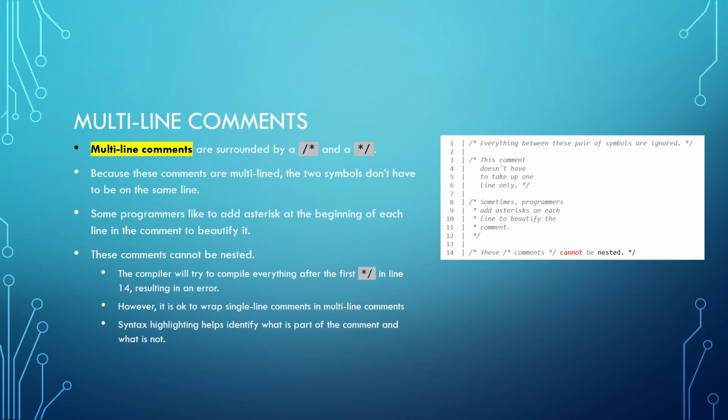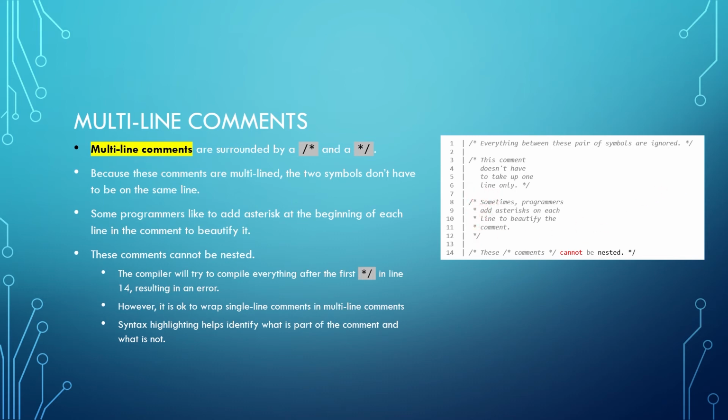Now moving on to multi-line comments. Multi-line comments are surrounded by a /* symbol and a */ symbol. Because these comments are multi-line, the two symbols don't have to be on the same line. Like over here, everything between these two pairs of symbols is ignored. So basically this is part of the comment, and these two symbols don't have to be on the same line. Everything from here all the way to here is part of the comment. Some programmers like to add asterisks at the beginning of each line in the comment to beautify it, like over here, where asterisks are added before each line.